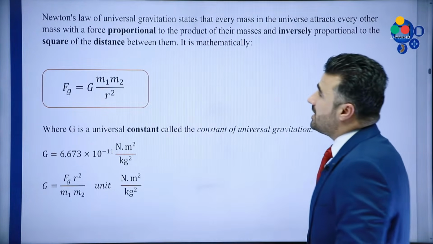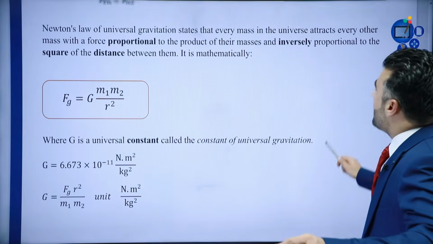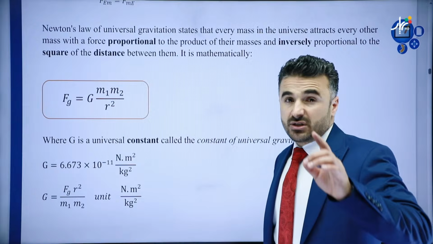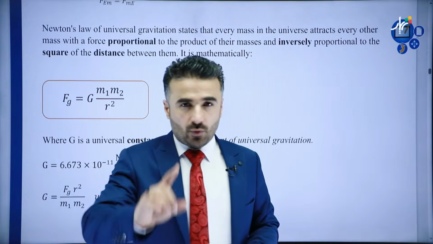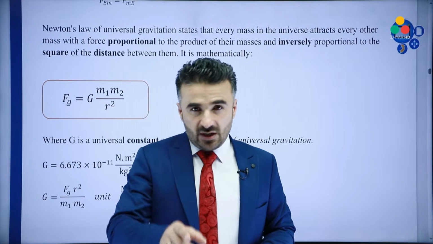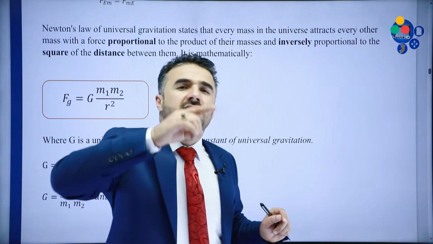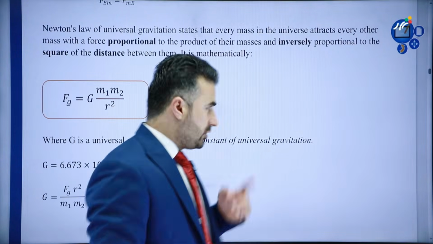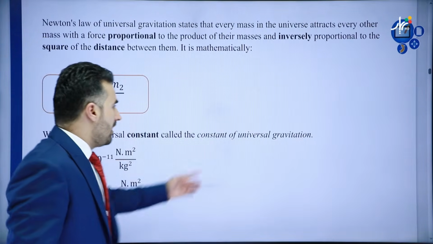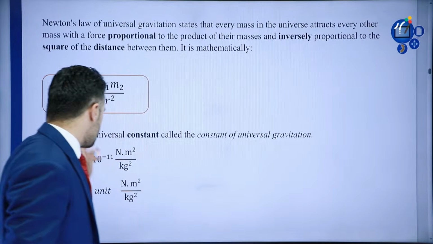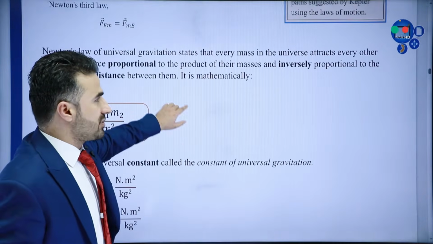All right, Newton's law of universal gravitation states that every mass in the universe attracts every other mass with a force that is directly proportional to the product of their masses. Remember this: force of gravity is directly proportional to the product of the two masses and inversely proportional to the square of the distance between them. And we have a constant, which is called the constant of universal gravitation, a universal constant.